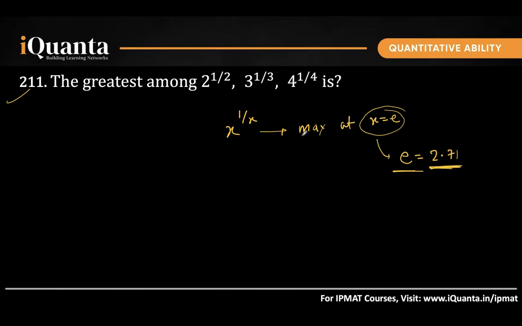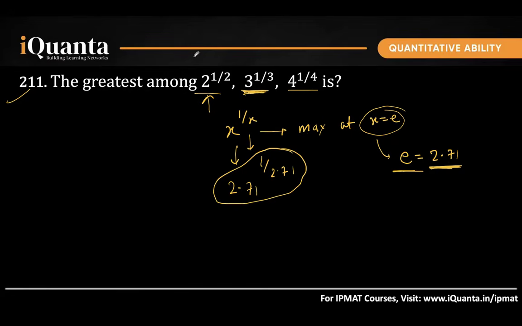So whichever of these is the closest to 2.71, that will be the answer. So is 2 closer to 2.71? No. I mean, 2.71 to the power 1 upon 2.71 is the maximum value of x to the power 1 by x. So which one of these is the closest to 2.71? Obviously, 3 is the closest, because the difference between 2 and 2.71 is 0.71. Between 2.71 and 3, 0.29 is the distance. Between 2.71 and 4, 1.29 is the distance. So 3 is the closest to 2.71. So this will be the greatest.